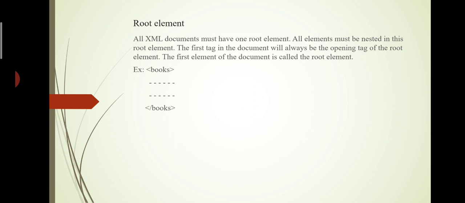Coming to the root element, all XML documents must have one root element. All the elements must be nested in this root element. The first tag which always appears in the document will be the opening tag of the root element. The first element of the document we usually call the root element. According to this example, books is considered as the root element.